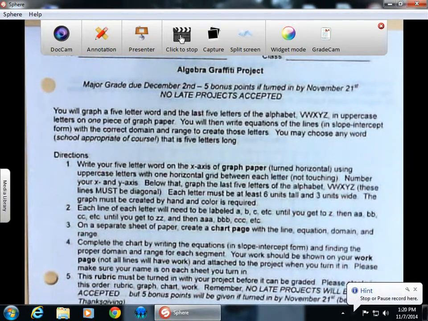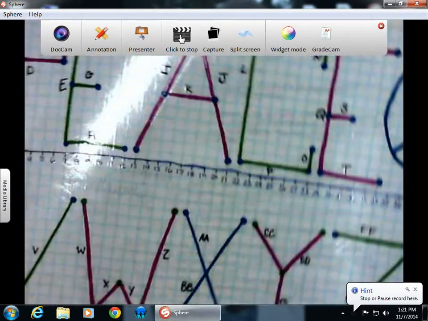Here is the information about your graffiti project. You are going to graph a 5-letter word and the last 5 letters of the alphabet on a piece of graph paper. So for example, here are some that my students have done in the past.